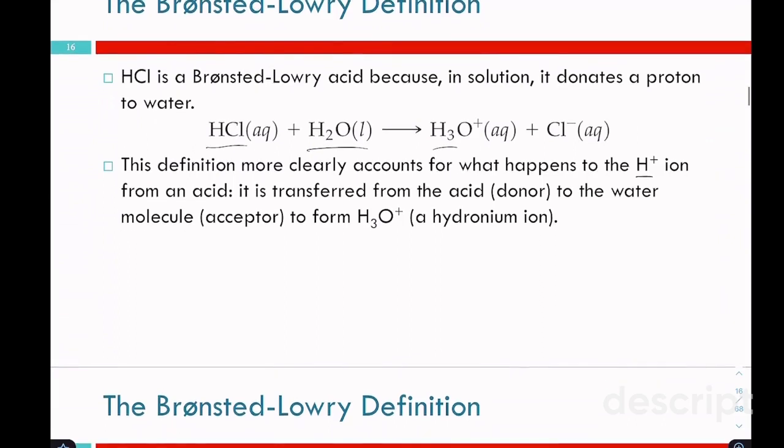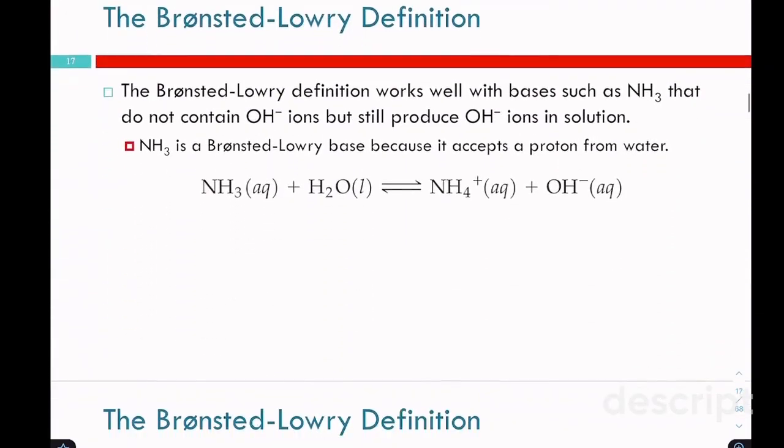So really for acids, going from Arrhenius to Bronsted-Lowry, nothing really changes. For bases though, we can now include bases like ammonia. Ammonia is a base, but ammonia doesn't have any OH group in it, so it can't ionize to form OH minus by itself.